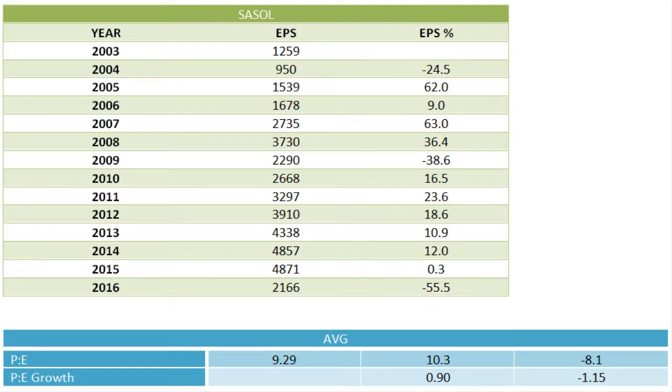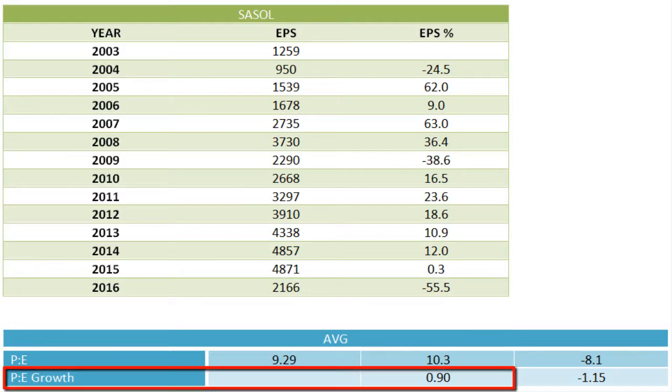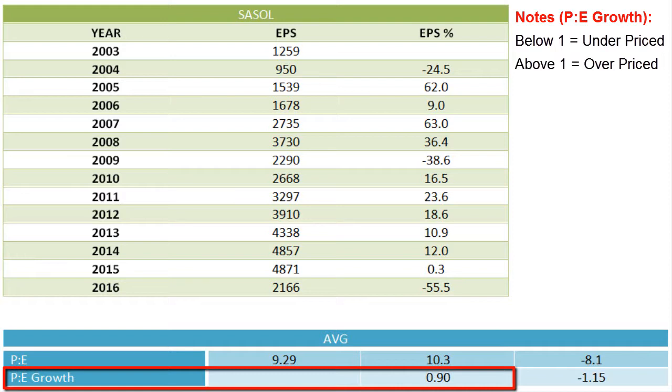At the same time, you can see that Sasol's current price-earnings ratio in the market today is 9.29. So if we divide that 9.29 by the 10.3%, we can come to the price-earnings growth ratio, which is 0.9. So that gives you an idea. Now, generally speaking, if you look at the price-earnings growth ratio, anything that is below 1 is probably worth looking at. In other words, it might be underpriced. Anything above 1 is probably overpriced. So that's a sort of rough guideline to the PE growth ratio.